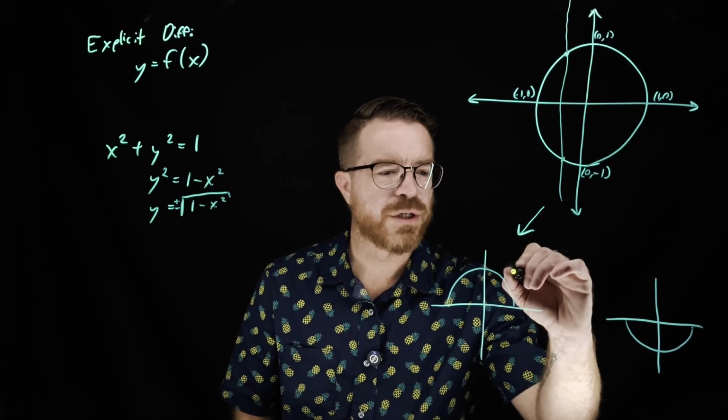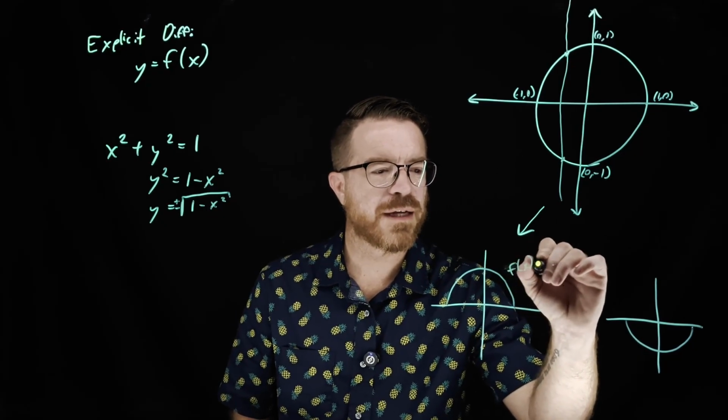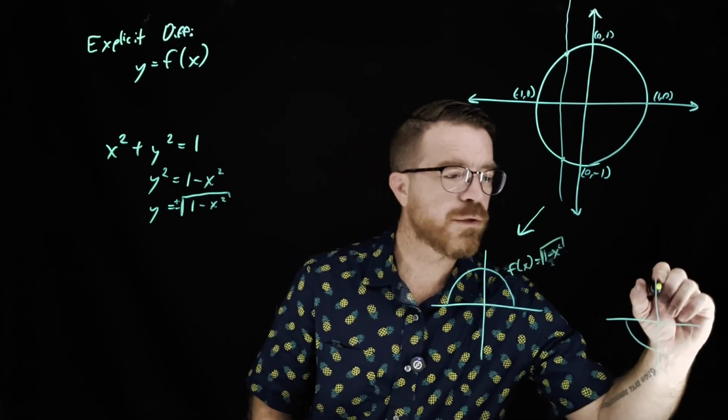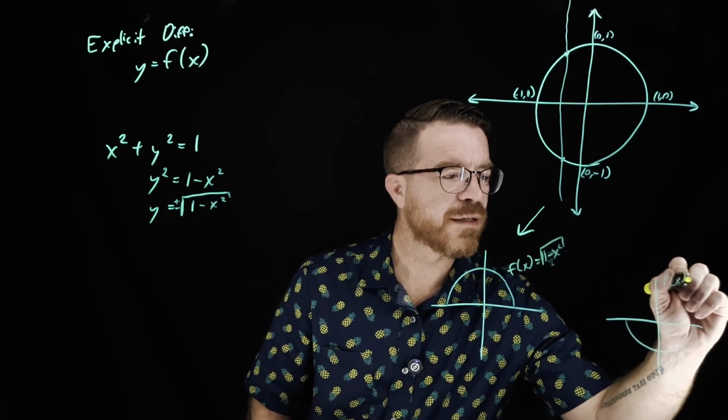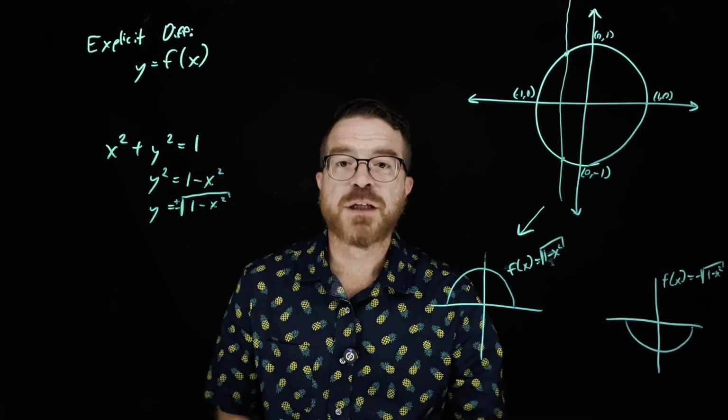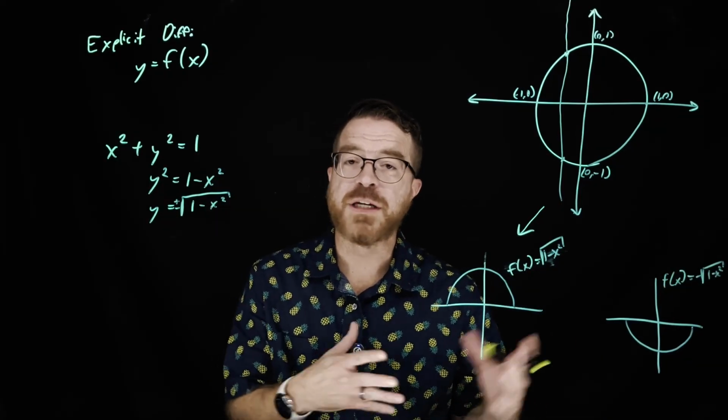This gives us the function f of x equals the square root of 1 minus x squared, and this would be the function f of x equals minus the square root of 1 minus x squared. So let's look at what this would be if we were to solve each of these explicitly.